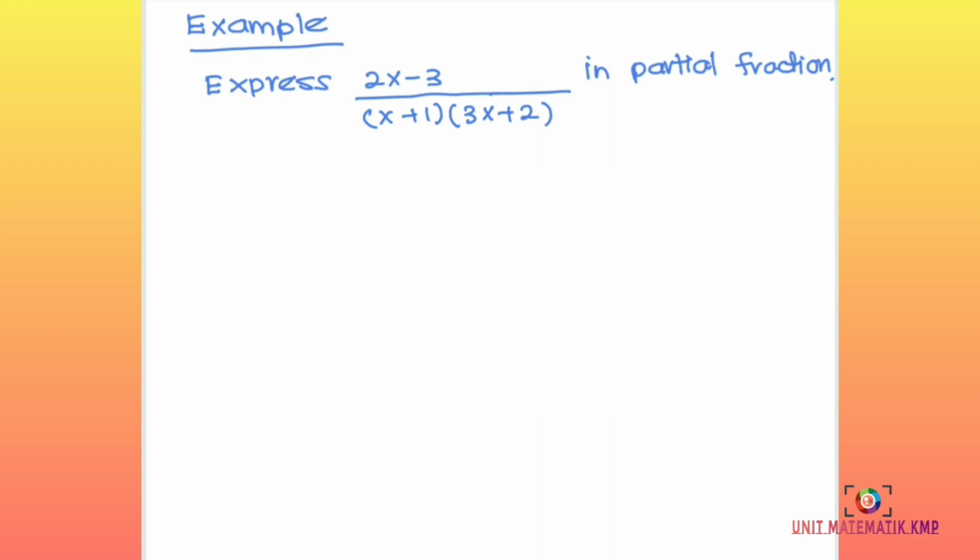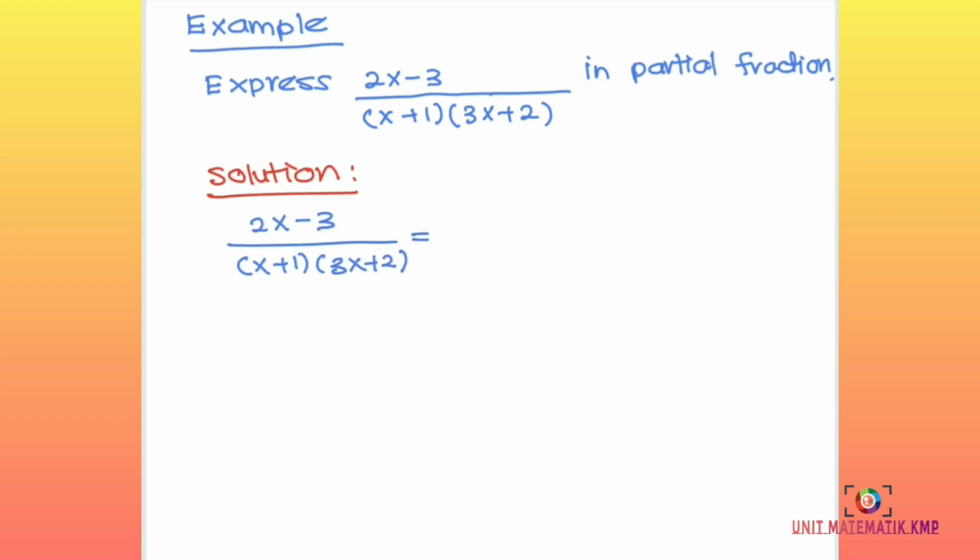Let's see this example. Express (2x minus 3) over (x plus 1)(3x plus 2) in partial fractions. We are given (2x minus 3) over (x plus 1)(3x plus 2). Firstly, we need to split into partial fractions in terms of A, B, and C.